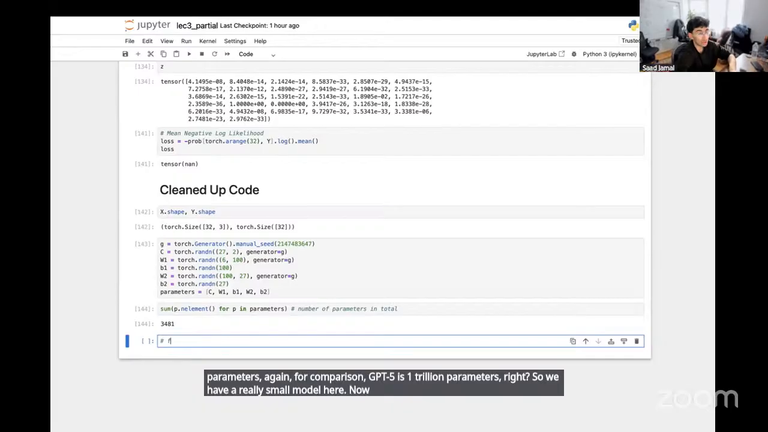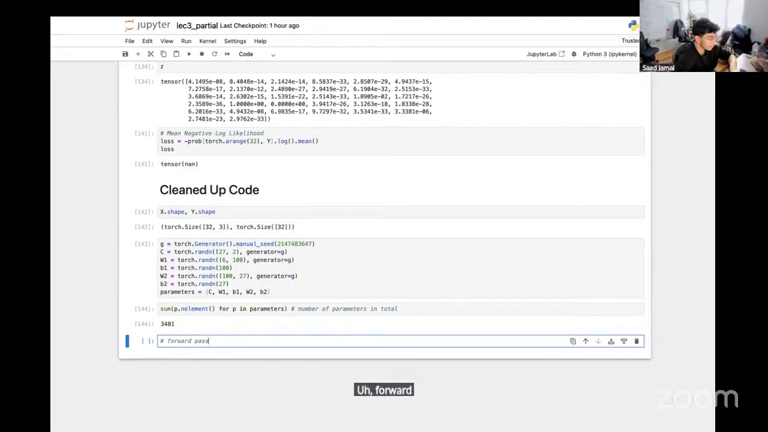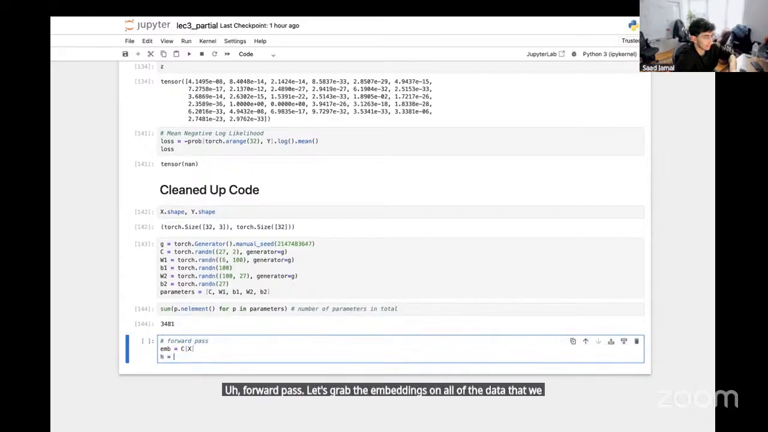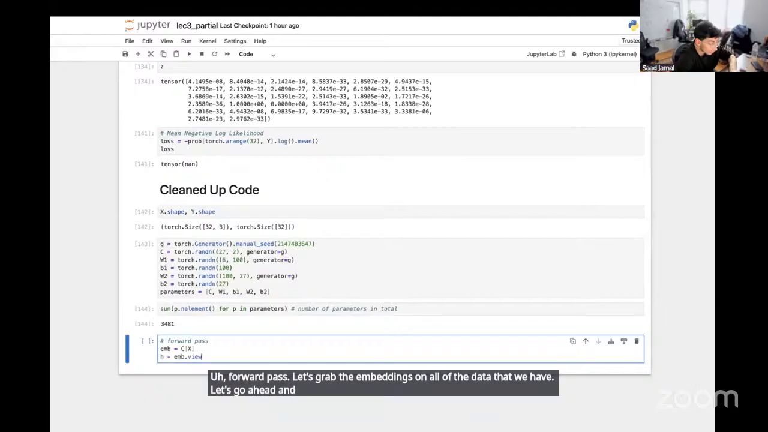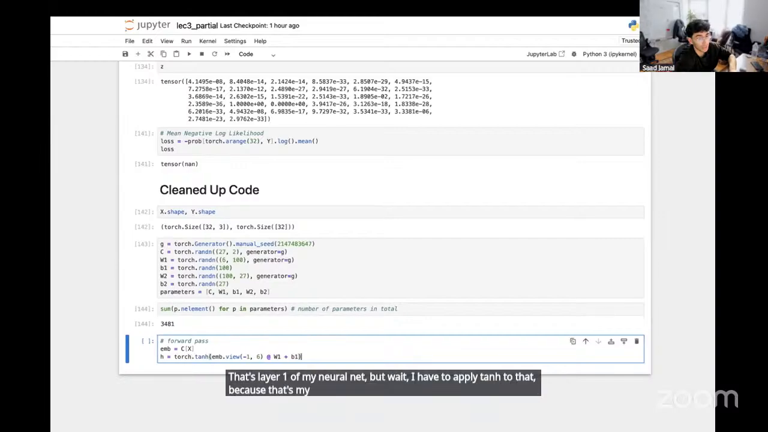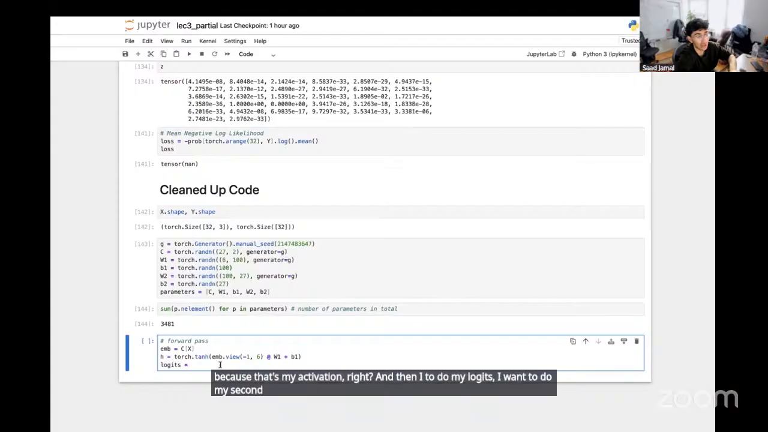Now, let's go ahead and do a forward pass. Let's grab the embeddings on all of the data that we have. Remember, embedding.view of -1, comma 6, right? So this is going to reshape our embedding. I'm doing this one more time just so we can all understand this. I'm going to add the bias. That's layer 1 of my neural net. But wait, I have to apply tanh to that because that's my activation, right? And then to do my logits, I want to do my second layer, which is the hidden layer times W2 plus the bias, right?